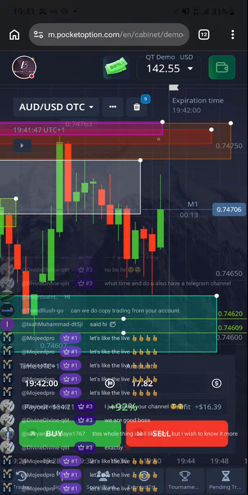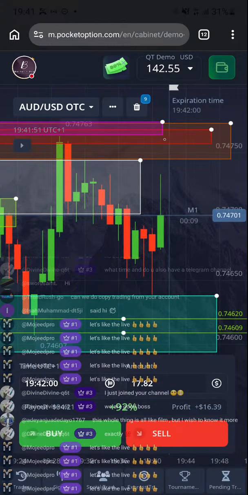If this price had pushed up to this point, I would have taken this trade because I'm expecting some sellers.